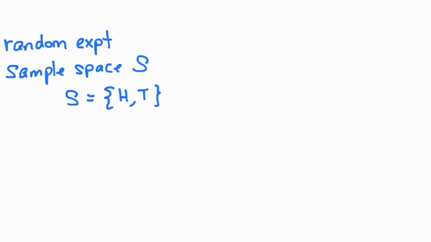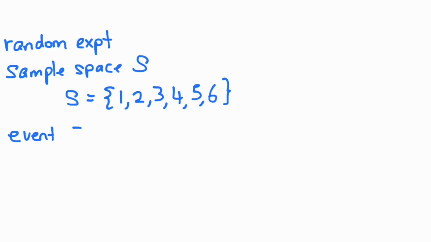If you are tossing a die, then the list of possible outcomes is 1, 2, 3, 4, 5, or 6. So S is just the sample space, the list of all the possible outcomes of a random experiment. An event, E, is any subset of S.